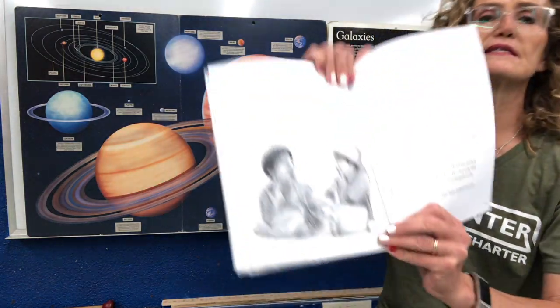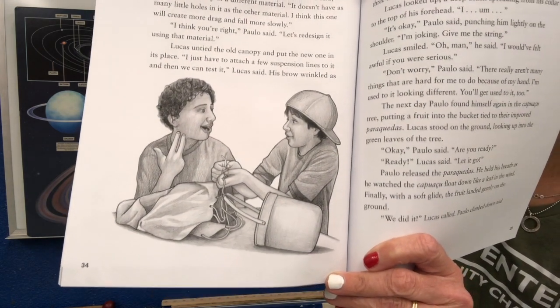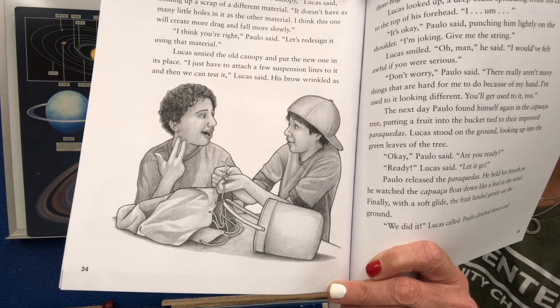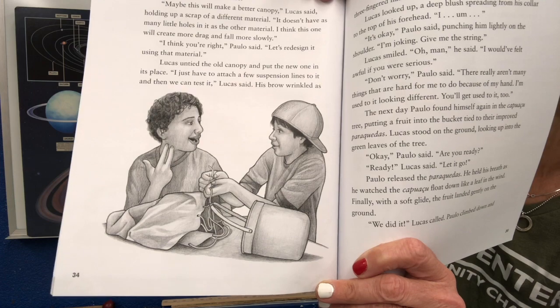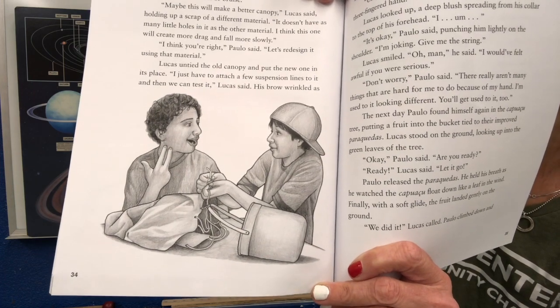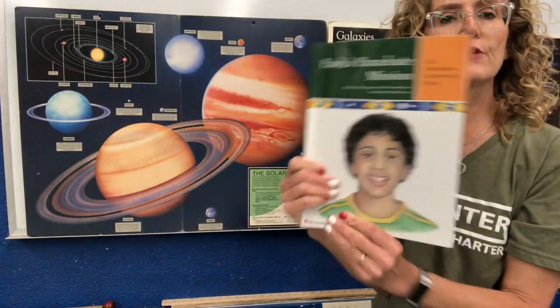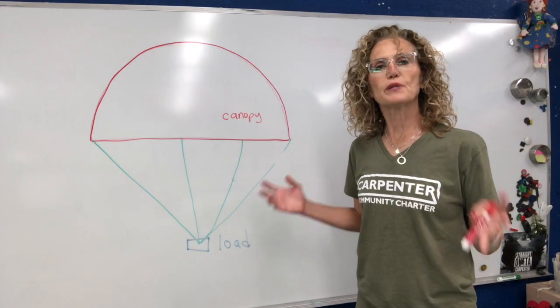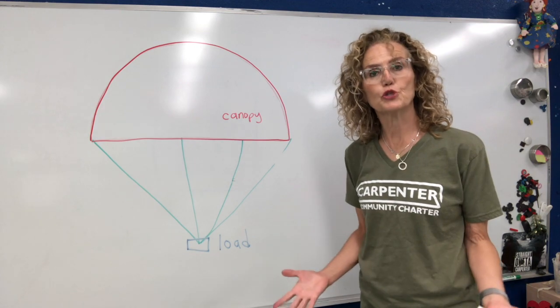And at the end, they became good friends and they worked together to design and build a parachute so that they could drop fruit from a tall tree onto the ground and it wouldn't get cracked and broken. So, boys and girls, this is just a kind of an inspiration for us as we start designing and learning about parachutes. So let's take a look at the parts of a parachute and also how a parachute works.